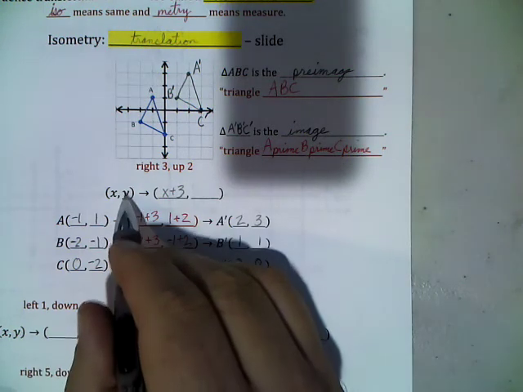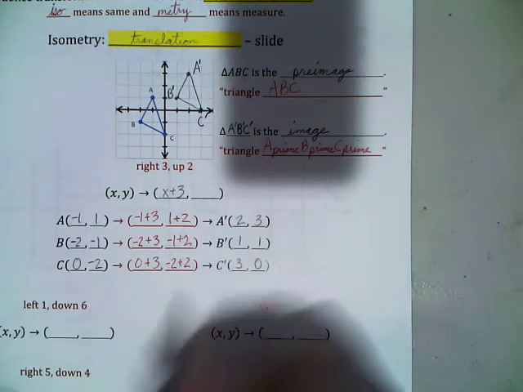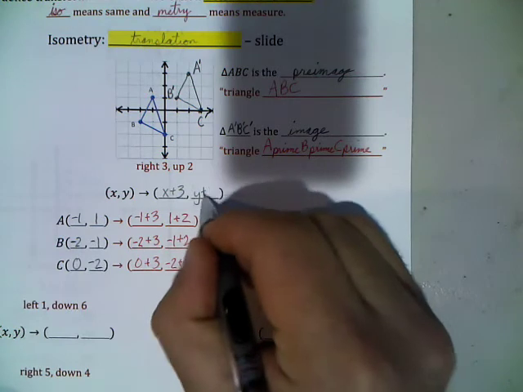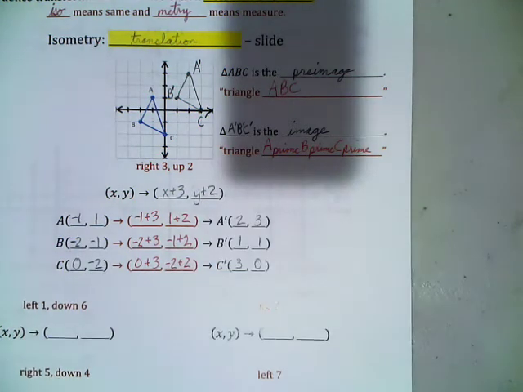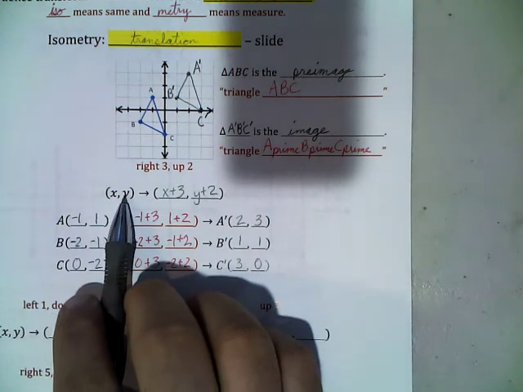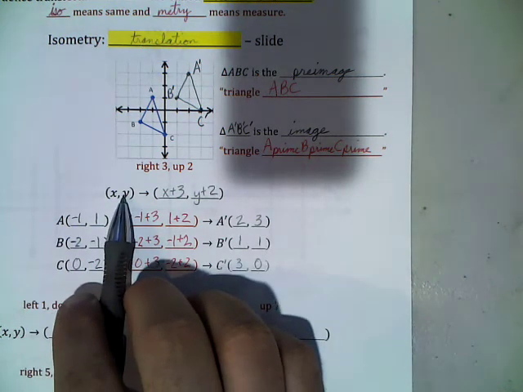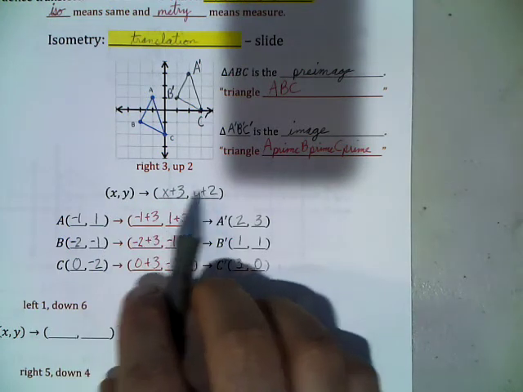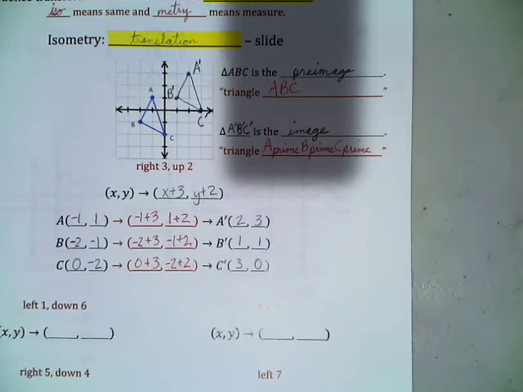My y value is getting added to it. So whatever point you start with, to find its translated point, its image, we would add 3 to the x value, add 2 to the y value, and there's your new point, your prime point, we could call it.